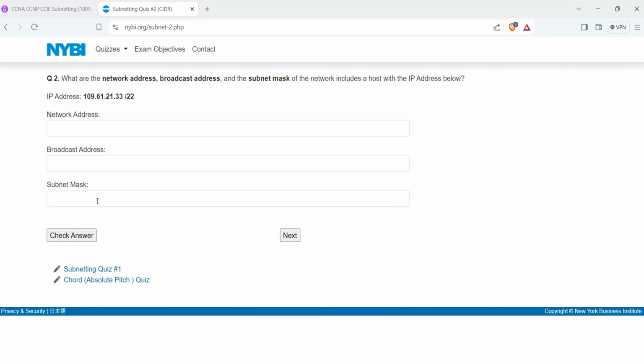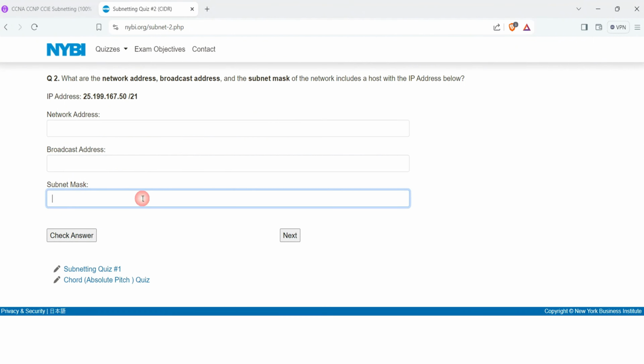Okay, let's continue. Slash 22. 255 is 8 bits. 255 is what? 16 bits. I need six more bits. 252.0. Which numbers don't change? The first two octets, 109.61 dot. And now how do I get 21? Okay, how did I get 252? 128, 64, 32, 16, 8, 4. Jump start is 4. 0, 4, 8, 12, 16, 20, 24. Between 20 and 24. 20.0 is a network ID. The next network is 24.0, so 23.255 is a broadcast. And check answer.